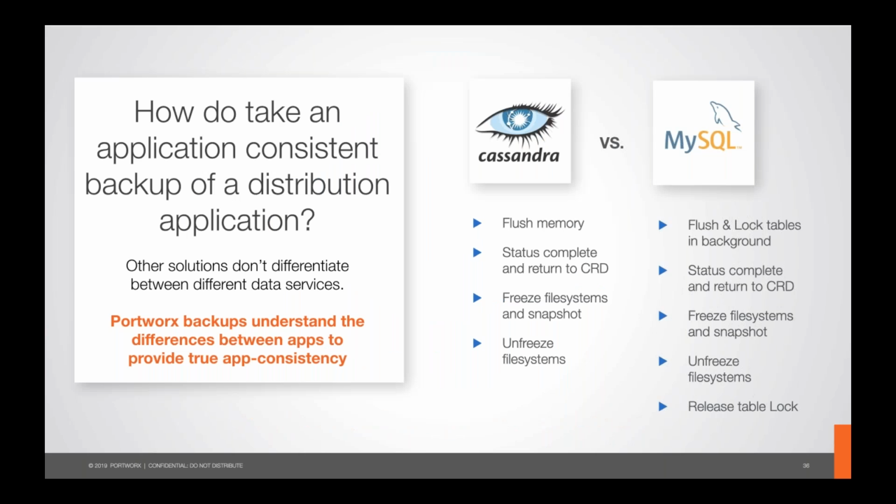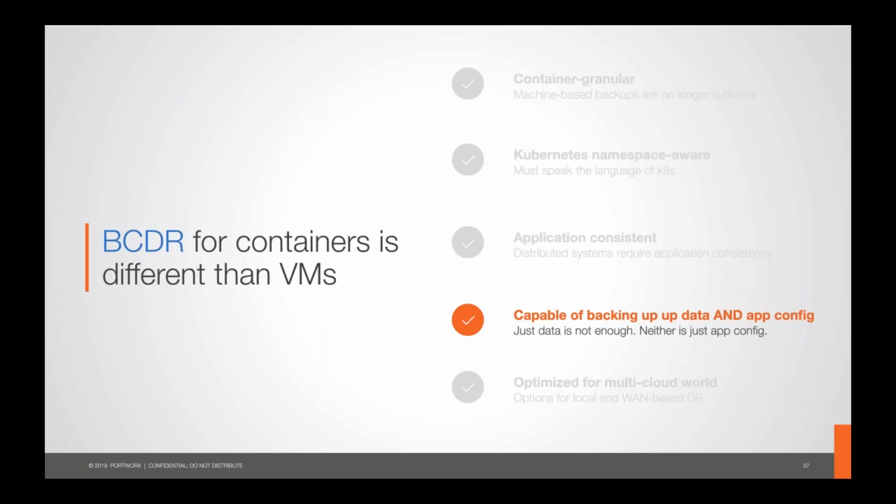But that's going to be different for Cassandra, different for MySQL, different for Elasticsearch, Kafka, Couchbase, etc. With Portworx, when we take backups, we understand the application that we're backing up and know the difference between a Cassandra and a MySQL, and snapshot in an application specific way, right? It's really important, even if you don't use Portworx, that you take backups in that way. Otherwise, you're going to end up with data corruption.